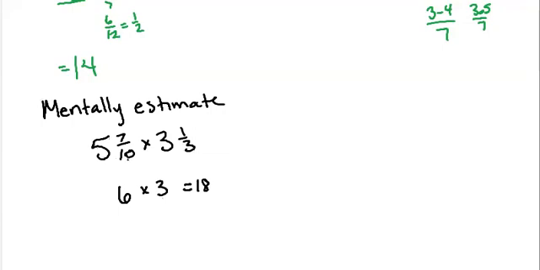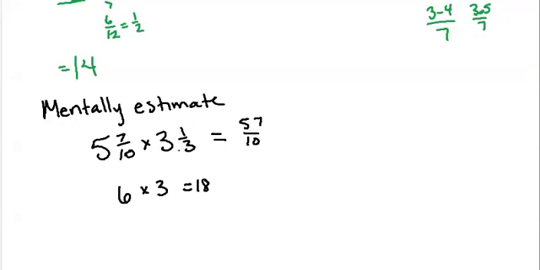I am going to choose to change these mixed numbers into improper fractions so that I can just multiply two fractions. 5 and 7/10. Well, how many tenths is 5 wholes? I can say 10 times 5 is 50. 50 tenths is 5 as a whole number. And if I add that 50 to 7, I get 57 over 10 as my improper fraction.